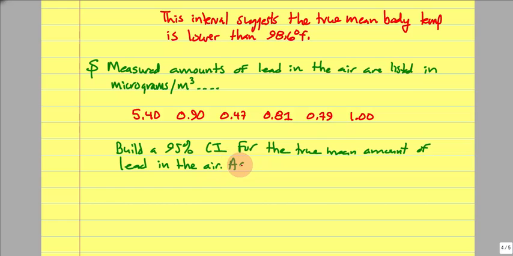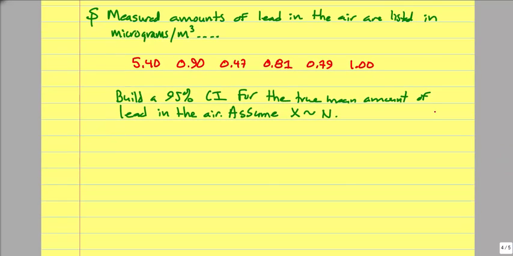Now we also have to be given one other piece of information here. Let's assume that my underlying distribution for the amounts of lead in the air is normal. If we don't assume that, then we can't use any of our distributions. So to get started here, we don't know sigma. Our underlying distribution is normal, so that tells us I'm using the t distribution here. So building the confidence interval, I'd have x bar plus or minus t alpha over 2, n minus 1, times s over the square root of n.